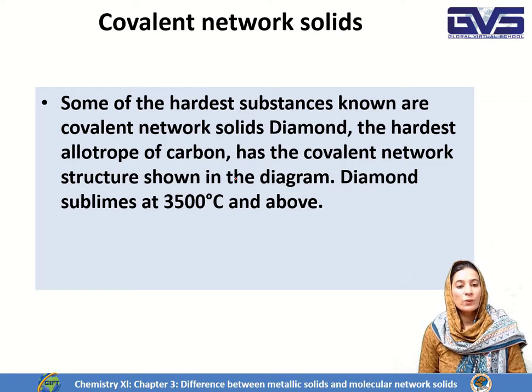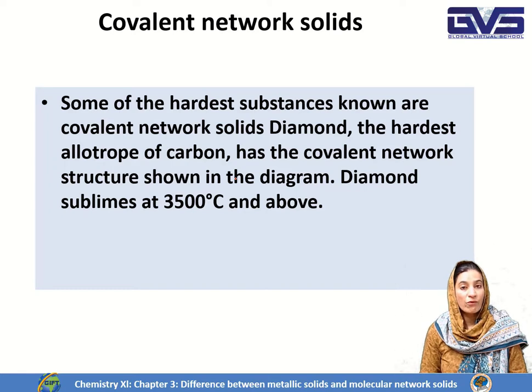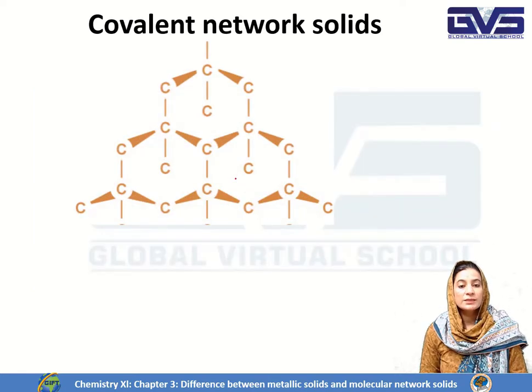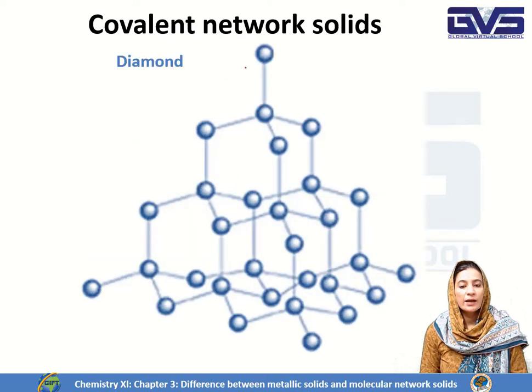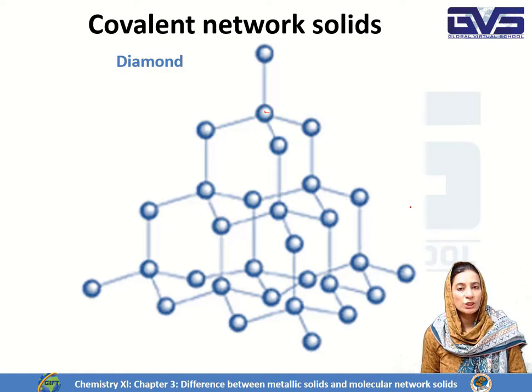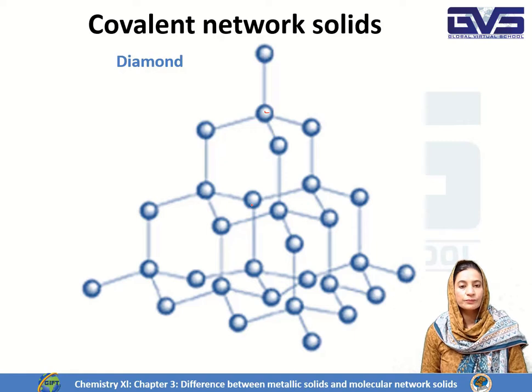Diamond has the covalent network structure, and it is so hard because it is a giant covalent network. It sublimes, that is, converts into vapors, at more than 3500 Celsius. Each carbon is attached to other carbon atoms in a tetrahedron shape, and this shape extends along the x, y and z axes. There is no limit to this extension. It extends as long as there are carbon atoms. So these are giant covalent network solids.